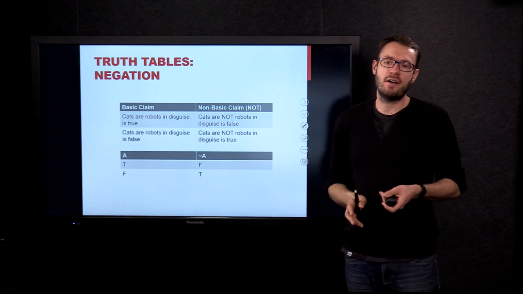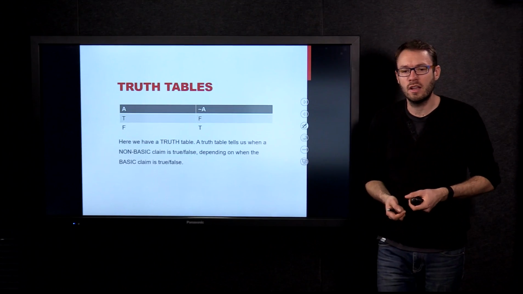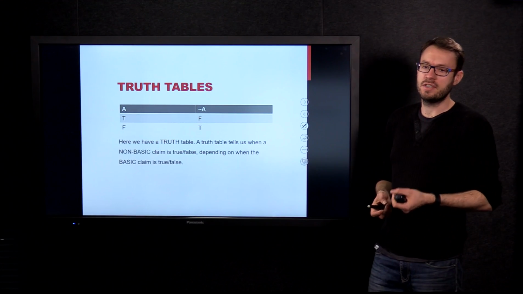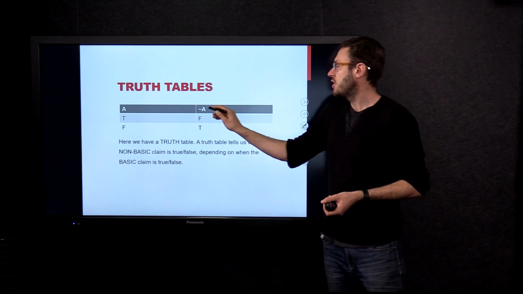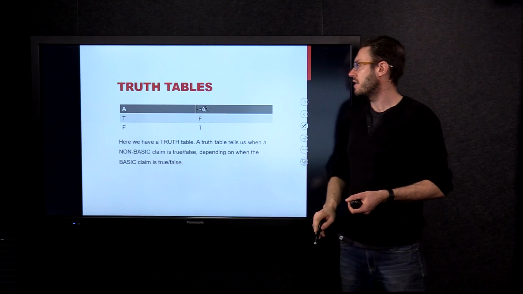Now, it's quite easy to see how this works for the negation. But once you see how it works for the negation, it's not super hard to see how it's going to work for other propositions as well. The negation we can use as a kind of model for thinking about other cases.